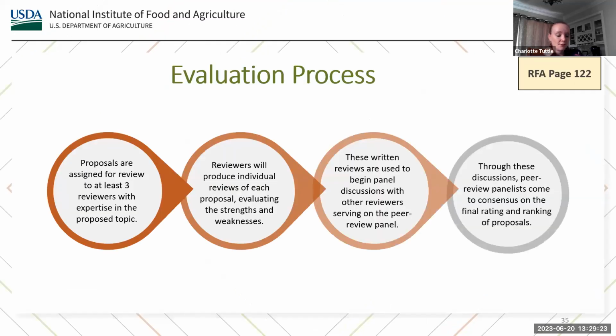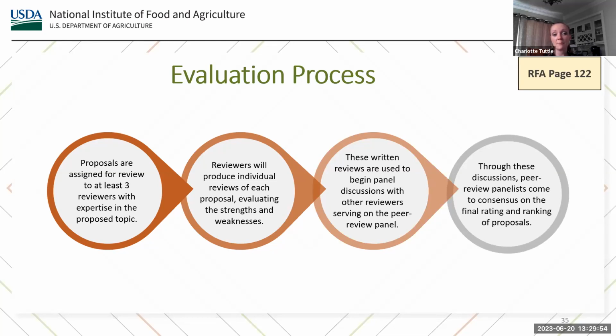So you submit your proposal, then we have this evaluation process. Generally, we receive these proposals on the due date. The national program leader and the program manager assign proposals to different panelists within our panel. And usually each proposal goes to 3 to 4 reviewers with expertise in the proposed topic.